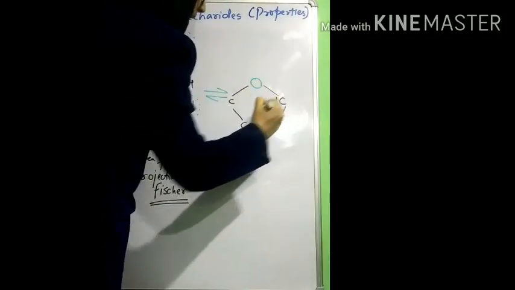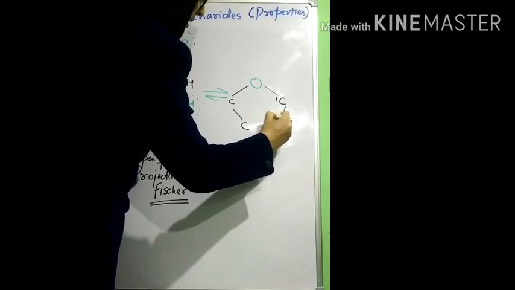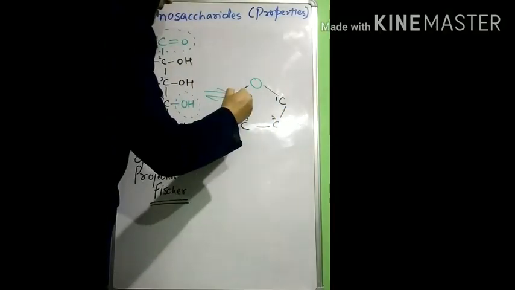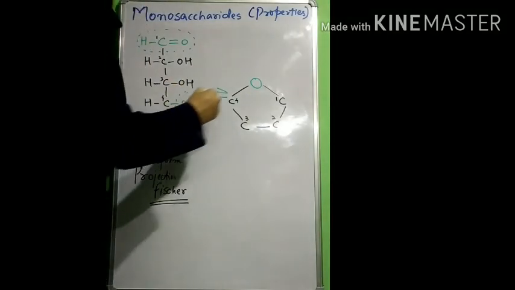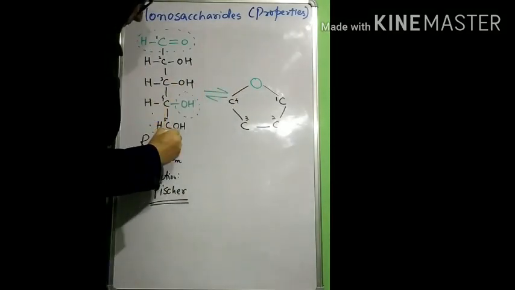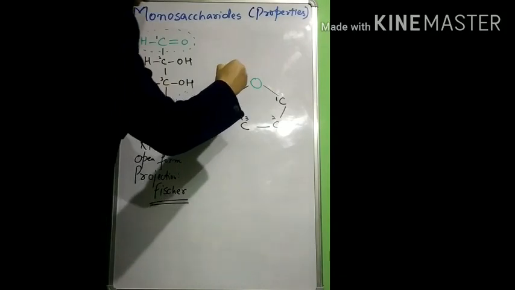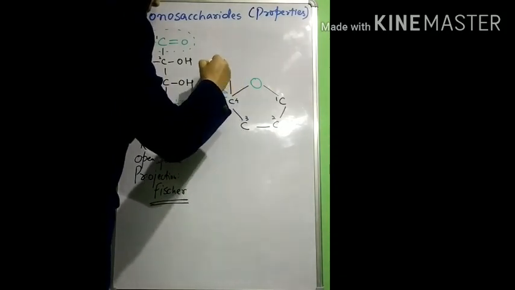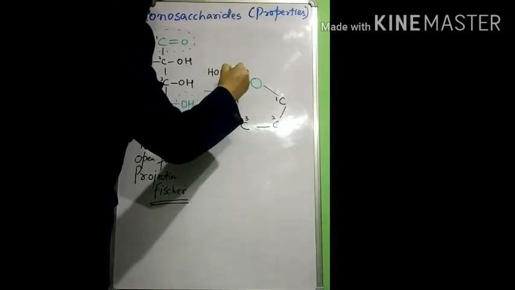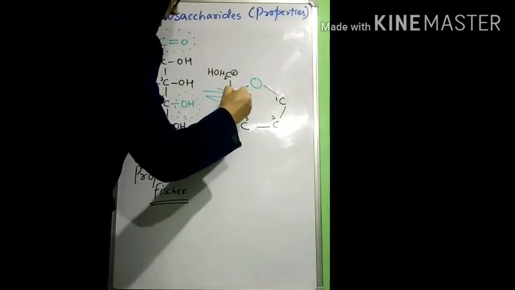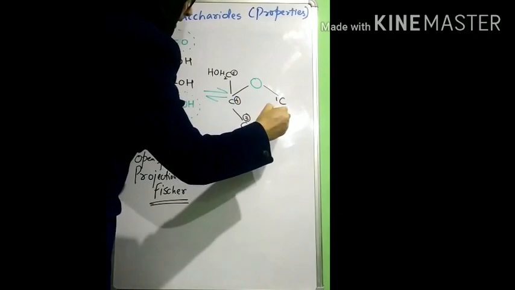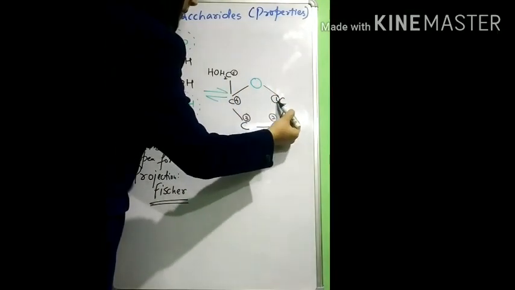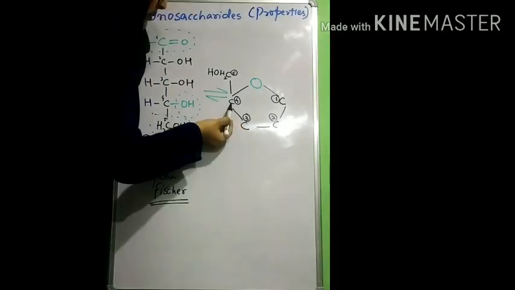This is carbon number 1. This is carbon number 2. This is your carbon number 3. This is your carbon number 4. And carbon number 5 is here: CH2OH. So these are the numberings. I am encircling them so that you will not get confused. What is this encircled number? It's the carbon number: carbon number 1, 2, 3, 4, 5.